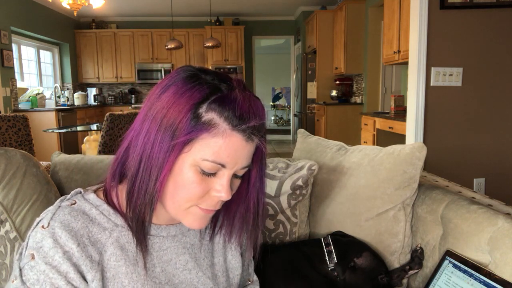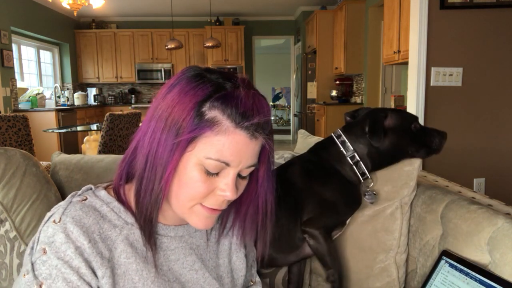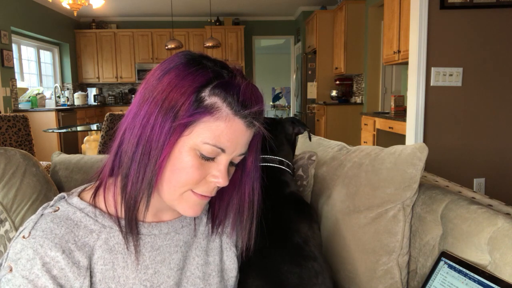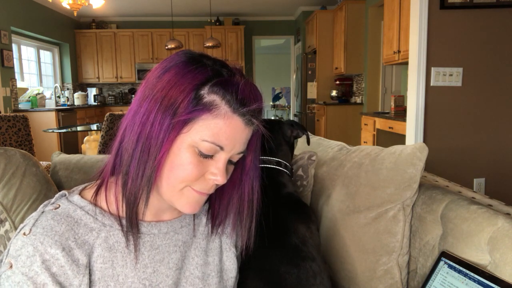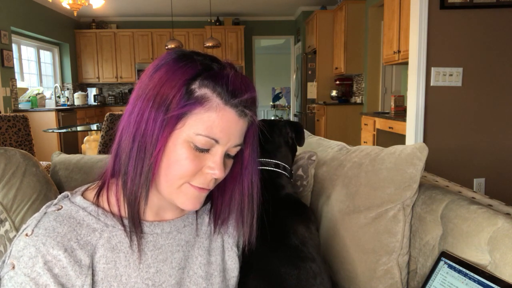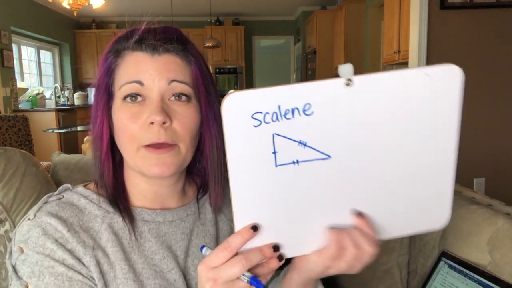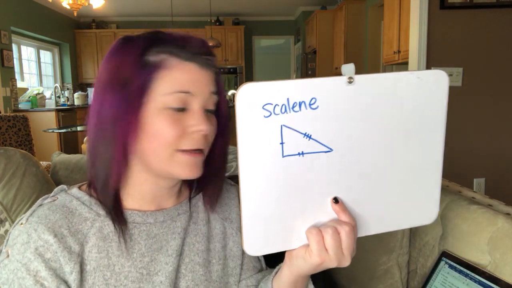By their sides, we have a triangle called scalene. Scalene means that all three sides are different lengths. So here you go, scalene, all three sides are different lengths.